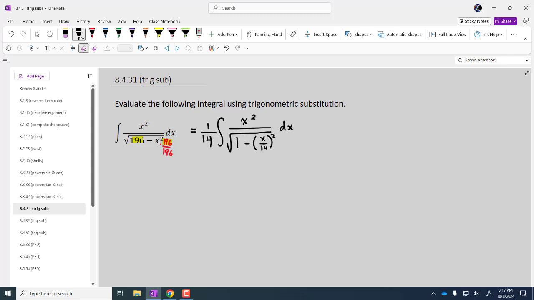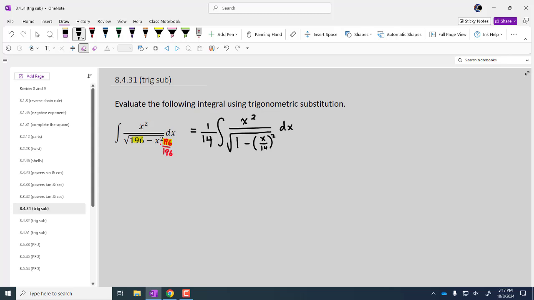So there is the algebra. And now we're good to go. Sine, secant, or tangent? Sine. Because 1 minus sine squared is an identity. 1 minus secant squared is not an identity. All right? Everyone agree with that?